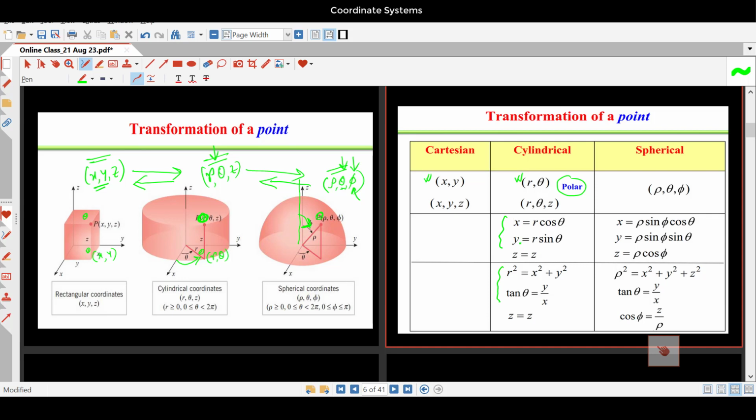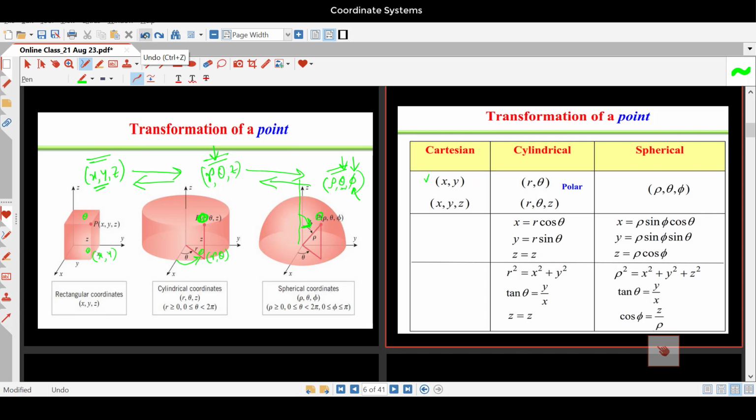x equals r cosine theta, y equals r sine theta, and r squared equals x squared plus y squared. That means r equals the square root of x squared plus y squared. Tan theta equals y over x. That means theta will be tan inverse of y over x. So these are the cases that are known to you from the last session. At the same time, have a look, here we have z and z. So that means z equals z. We are dealing with the same values of z. So these formulas will be applied to convert a point from the Cartesian coordinate system to the cylindrical coordinate system.